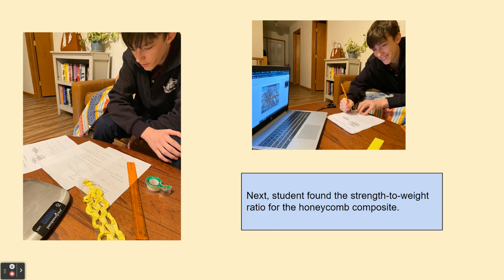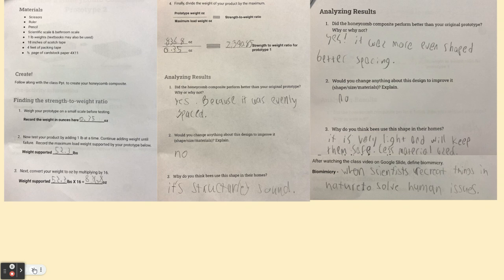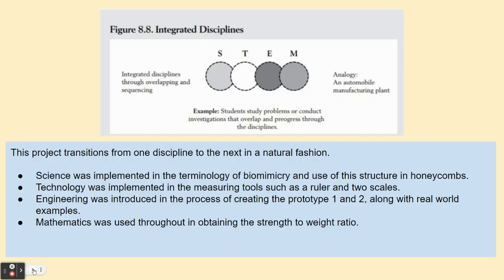Now he's going to take that data that he collected and find the strength to weight ratio for this new composite. Finally, we're going to discuss vocabulary of biomimicry and watch a video about biomimicry in the engineering process and look at real-world examples and answer post-lab questions comparing the two composites that were created. So this is what that handout would look like completed.